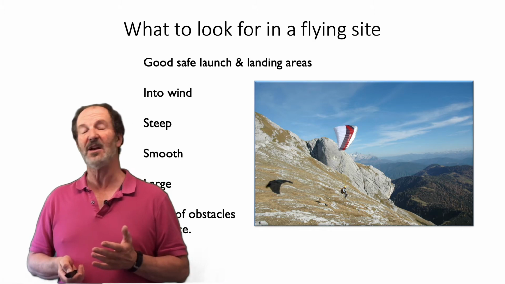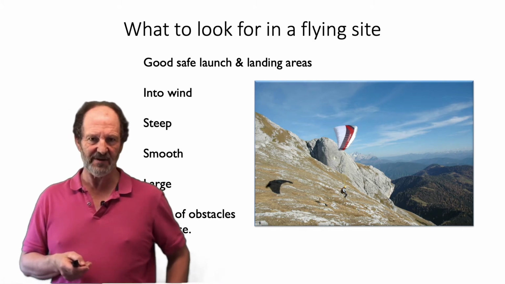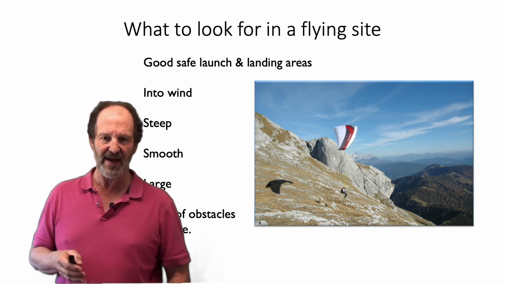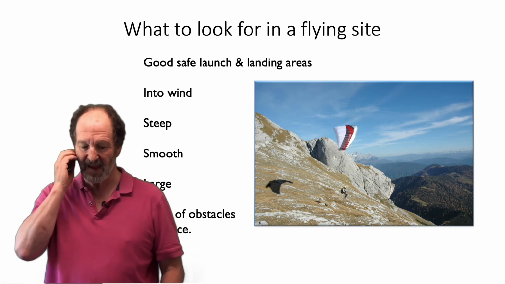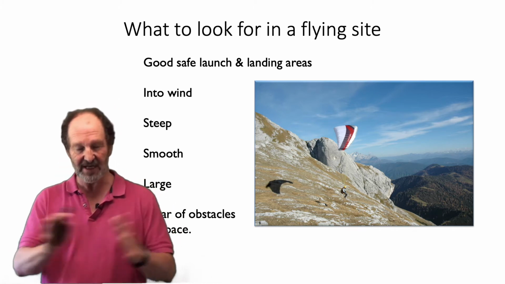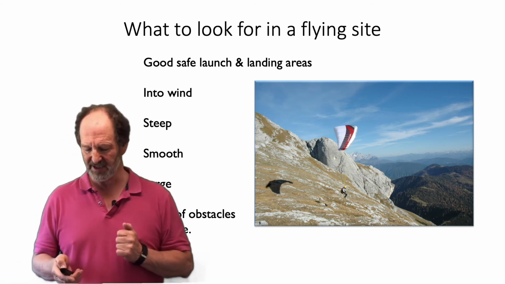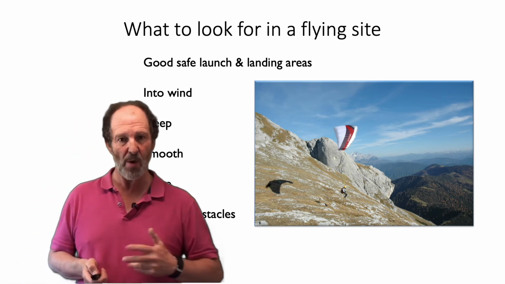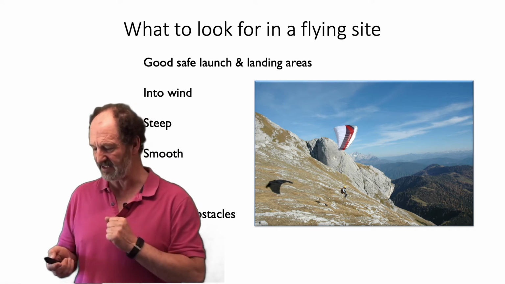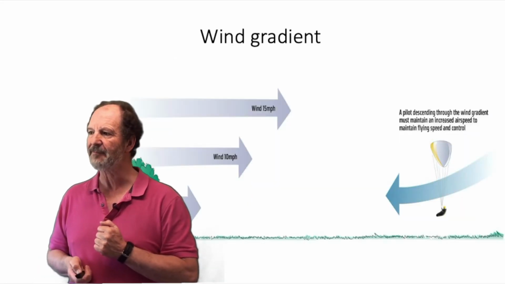Ideally, it should be clear of any obstacles as well. Obviously, physical hazards such as power lines, things like that, trees in the way. And of course, airspace is another thing. The site is one thing, but the air above it may be used by somebody else. So we need to make sure that our sites are clear of airspace, or at least we know where any airspace is. So that's a good flying site, really.